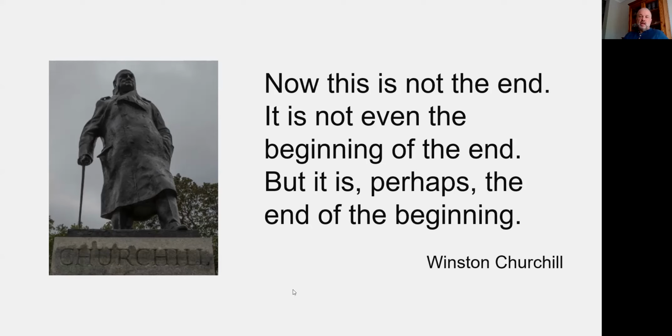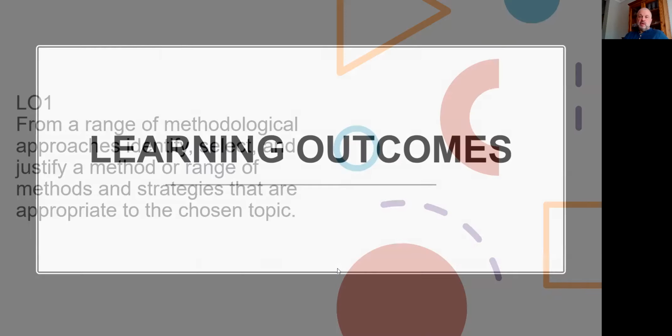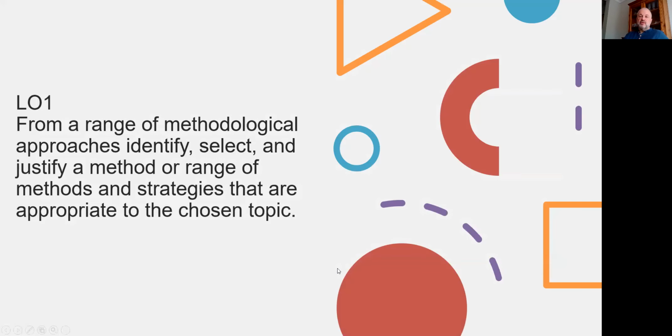So let's go on and have a look at what the dissertation involves and see some pointers to help you along the way. I'd like to mention just briefly the learning outcomes. There are 4 learning outcomes, which is what you would expect, and they look like this. This is learning outcome number 1. From a range of methodological approaches, identify, select, and justify a method or range of methods and strategies that are appropriate to the chosen topic.